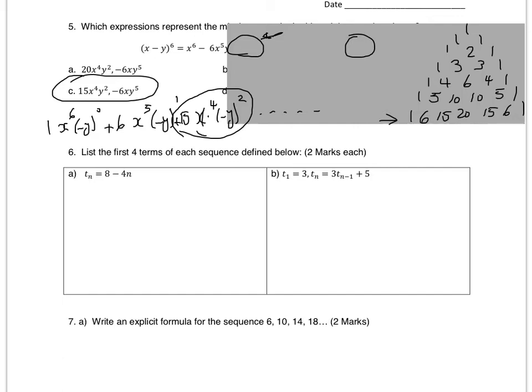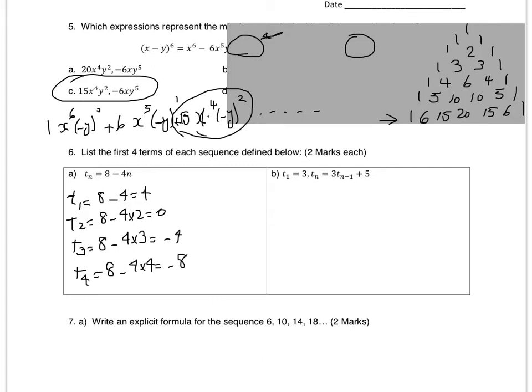The next question says, list the first 4 terms of each sequence defined below. The first one is Tn is equal to 8 minus 4n. So T1, I substitute n equals 1, so it's going to be 8 minus 4 times 1, which is 4. T2 is going to be 8 minus 4 times 2, which is going to be 0. T3 is going to be 8 minus 4 times 3, which is minus 4, and T4 is going to be 8 minus 4 times 4, which is going to be negative 8.